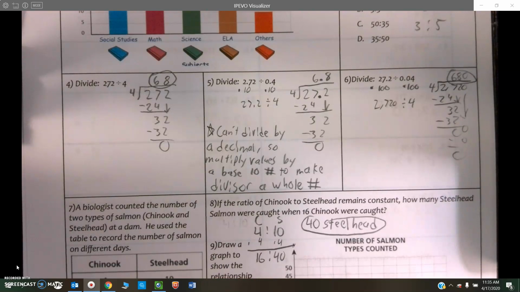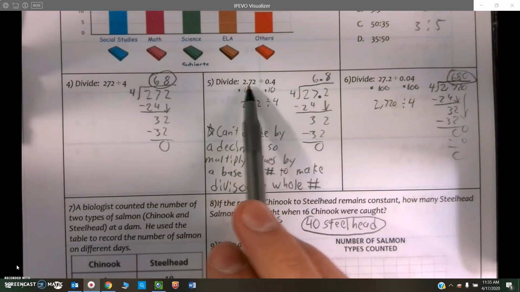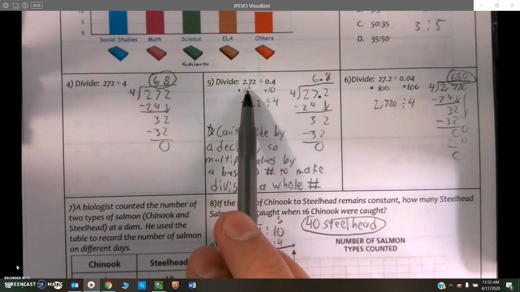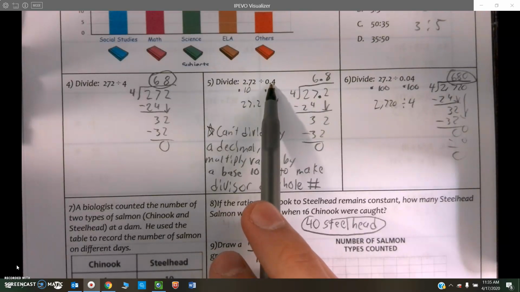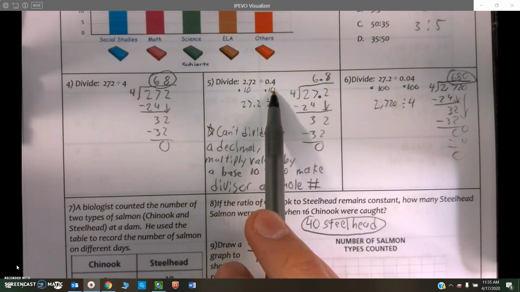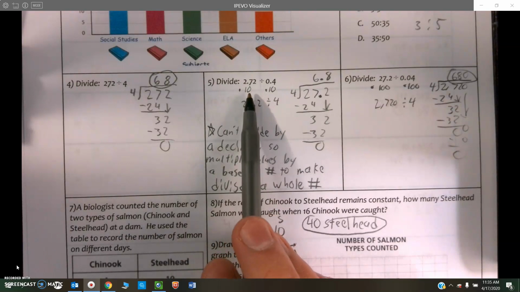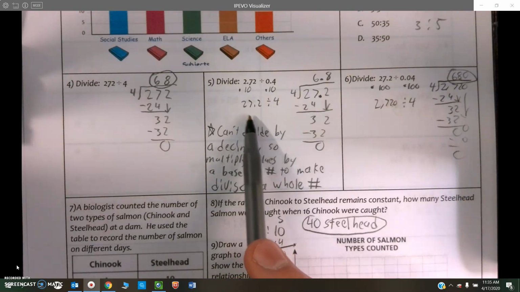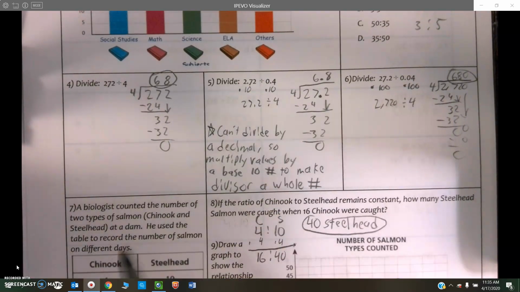Number 5, it's similar to yesterday. Once again, we don't mind if our dividend has a decimal, but we do not like when the divisor, the number that does the dividing, has a decimal. So to fix that, you can multiply by a base 10 number to turn it into a whole number. Here, we just need to move that decimal place over 1, so we only need a base 10 number with 1 zero, which is 10. If you multiply one number by 10, you need to multiply the other number by 10, just like when we're working with ratios, to keep things equivalent or the same. So 27.2 divided by 4 is the same thing as 272 divided by 40.